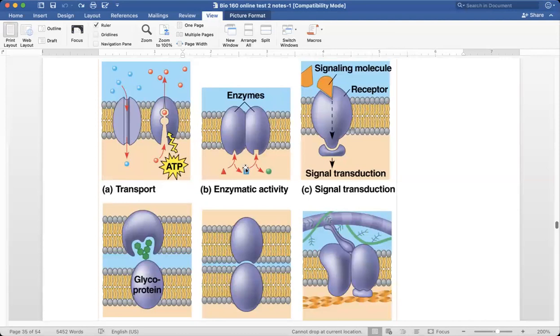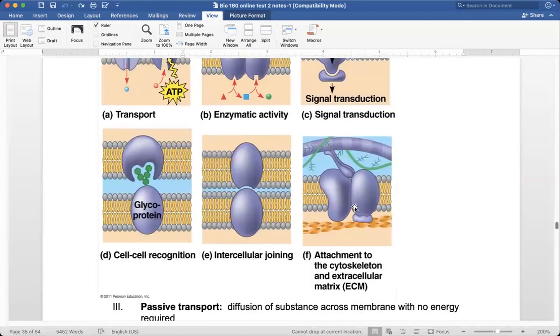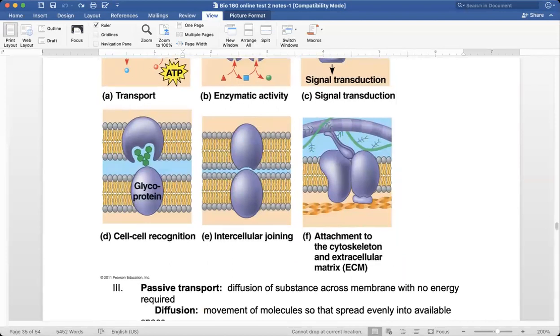Here, you can have them act as enzymes. They can be part of signal transduction to pass communication on in the cells. They can attach to the extracellular matrix. They can join cells together or be used for recognizing things.